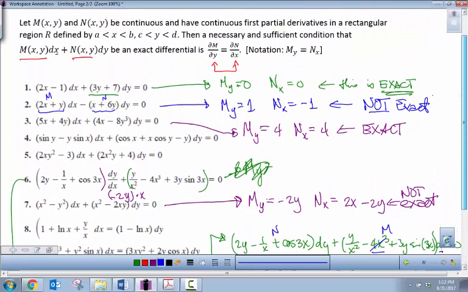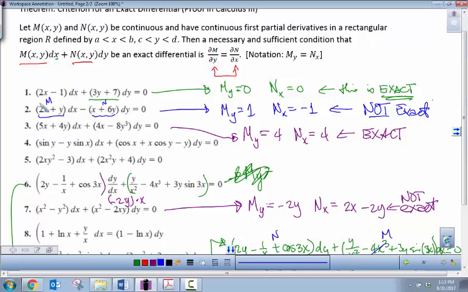Exact means that the derivative of the first term with respect to y is equal to the derivative of the second term with respect to x. It means we can integrate both of these directly, and they should both give us the result. So they were the same function at one point. We took the derivative with respect to one variable, and we took the derivative with respect to the other variable, and that's how they came up with this.